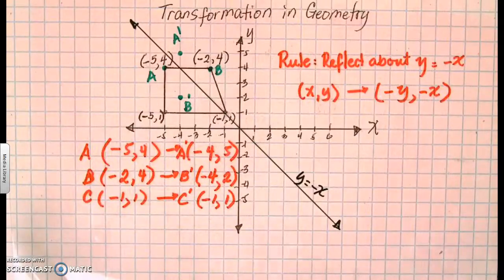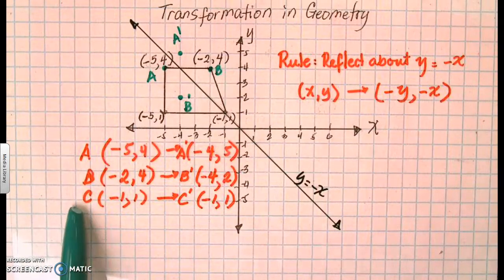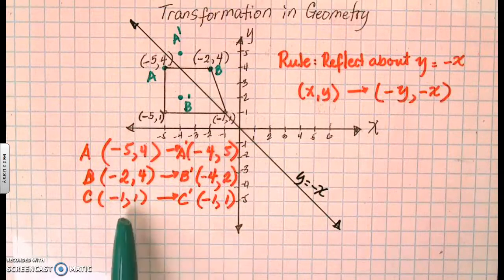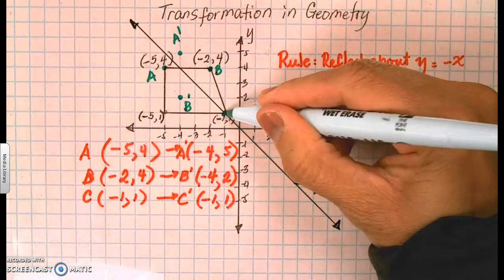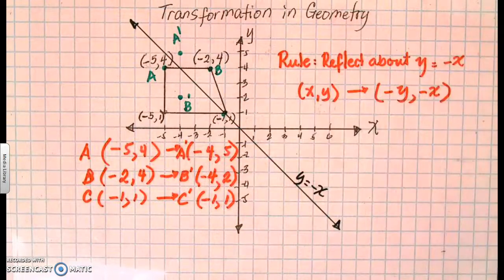Now please don't be confused on our next point, which is our C and our C prime, because they have exactly the same point, which makes sense because this lands on exactly the same spot. But let me explain. What really happened was you still follow the rule. You go ahead and switch your x and y and change their signs.